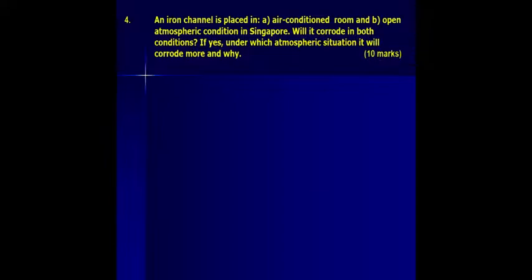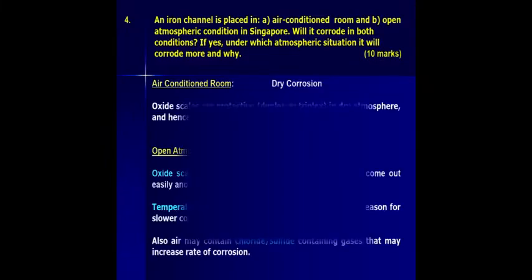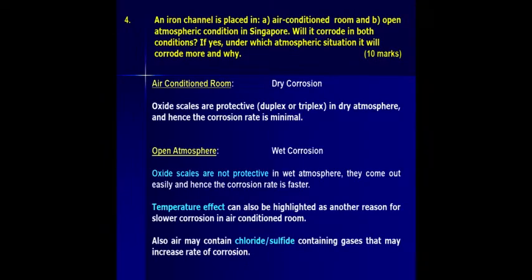The people who have written at least 2 plus or 3 factors have got full marks. And if you have written less number of factors, proportionately you have got less marks. So air conditioned room is a dry and open atmosphere is a wet corrosion condition. Oxide scales are not protective, temperature effect and presence of contamination. So three things you can imagine.